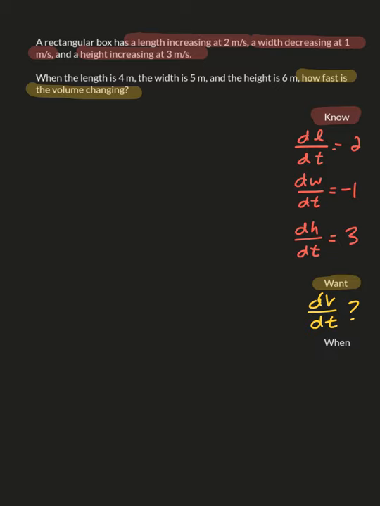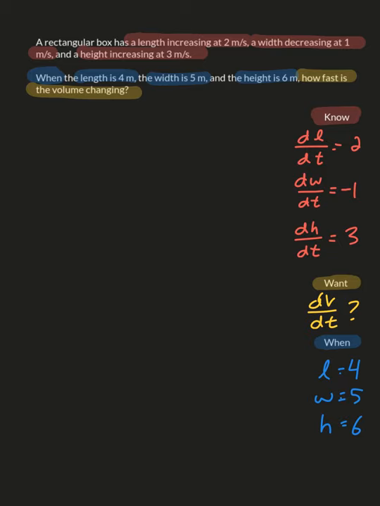And when do we want these things? Like, when do we want our answers to be occurring? Well, it's at the moment when the length is 4, the width is 5, and the height is 6. So while those dimensions are all changing, there is one instance when the length is exactly 4 meters, the width is exactly 5 meters, and the height is exactly 6 meters. We want to know how fast the volume is changing at that specific moment.